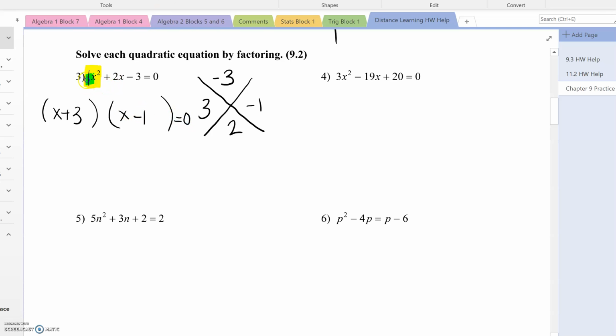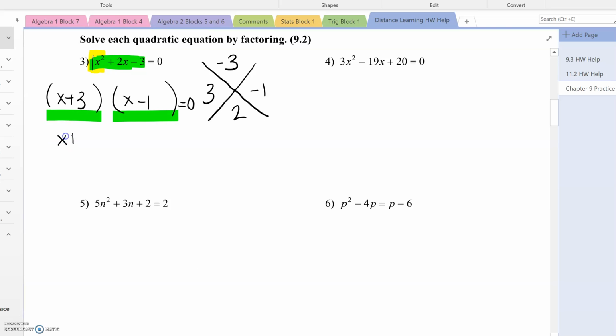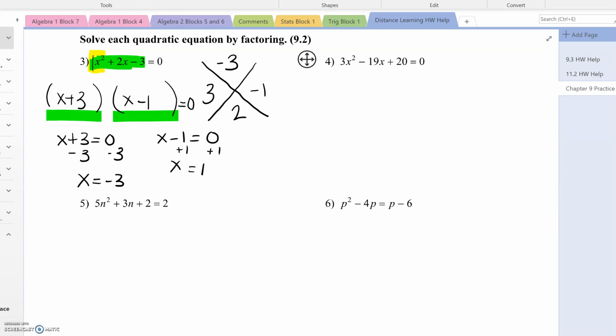So we have taken this side of our equation and rewritten it into two separate sets of parentheses. Then we're going to use the zero product property and say, if these two things multiply together and they equal 0, that means one of them must be 0. So we're going to separate them into two separate equations and solve both of them for x. We get the answer x equals negative 3 and x equals 1 for problem number 3. Problem number 4, very similar.